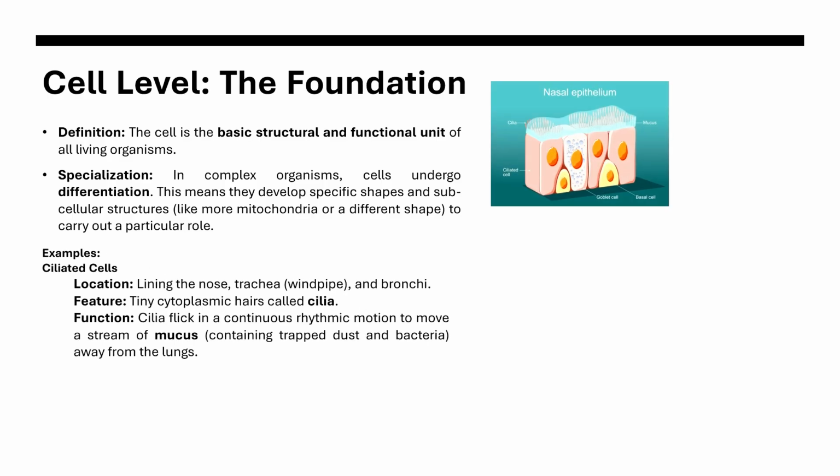For example, ciliated cells. Our first specialist is the ciliated cell. You will find these lining your nose, trachea, and bronchi. Their standout feature is a set of tiny hair-like extensions called cilia. And these cilia are not just sitting there, they flick in a continuous rhythmic motion. Their job is to move a stream of mucus, which has trapped dust and bacteria, up and away from your lungs. It is your body's internal broom system.